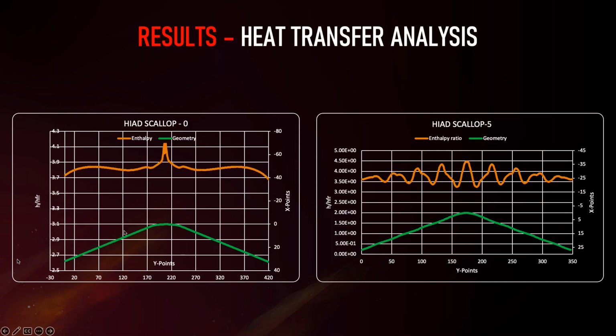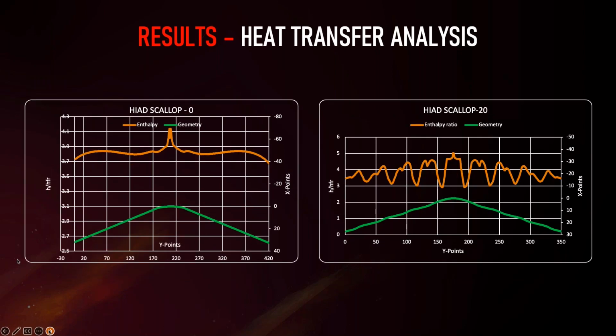So here again, the green line at the bottom represents the geometry, and the orange line represents the enthalpy distribution. This is for the first one, the scallop 0, which is a smooth surface. The scallop 5 has a lot of wiggles because there is scalloping in the surface. So you have these local regions of accelerated flow and decelerated flows. That produces the wiggle in the enthalpy ratio. Again, for HIAD 20, you see more of those oscillations because of the change in the velocity and temperature. And also overall, the value of enthalpy has increased. So we used enthalpy to study the amount of heat being generated on the surface.